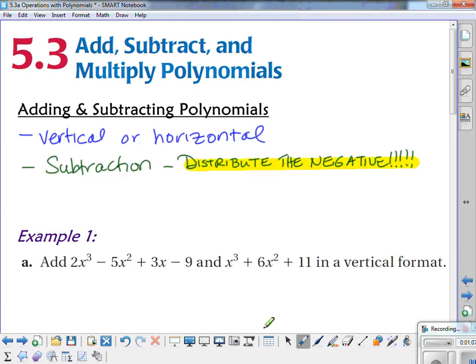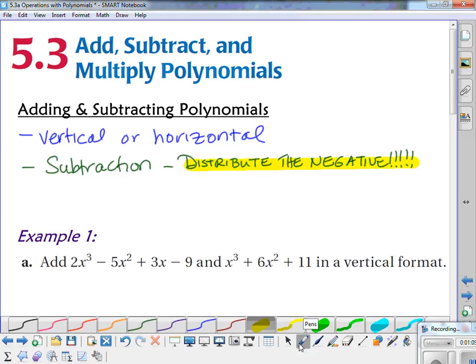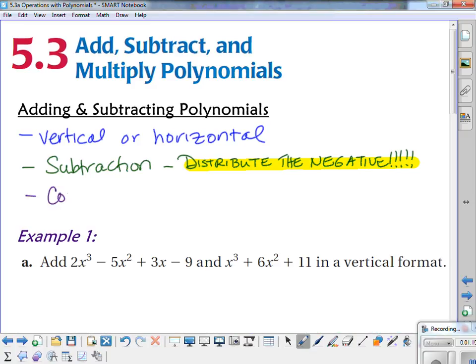All right. And then after you've distributed your negative, if it's a subtraction problem, all you have to do is combine your like terms. So, for example, example 1, I've got 2x cubed minus 5x squared plus 3x minus 9, and x cubed plus 6x squared plus 11.